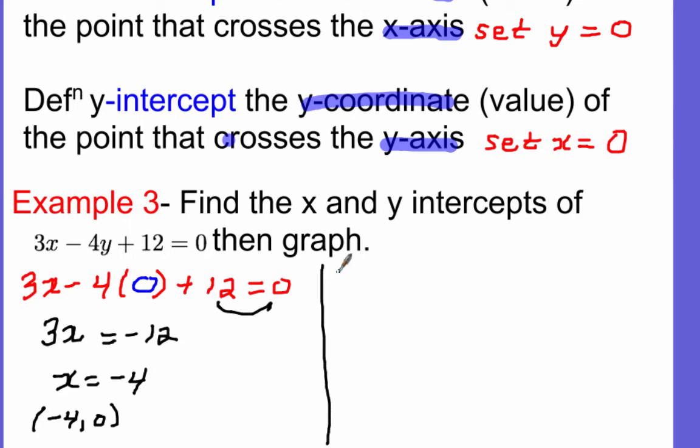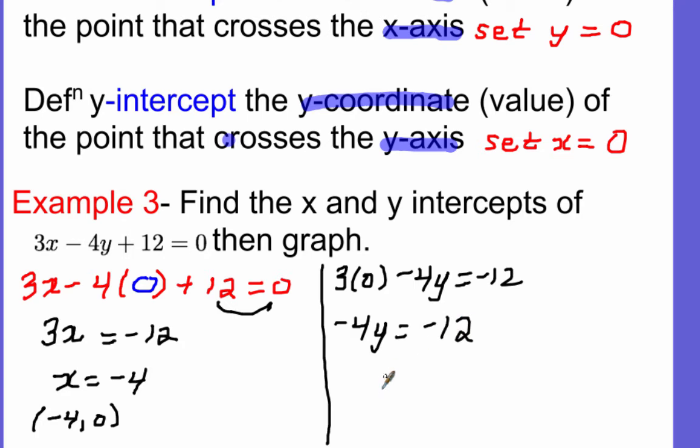So the y-intercept here is the same thing. We set x equal to 0, and we'll have minus 4 times y, and we'll say equals negative 12. We'll simplify that up. So negative 4y equals negative 12. So y equals 3. So then we have 0 comma 3. So those would be the ordered pairs we plot. We're going to run out of space. We'll try right here.